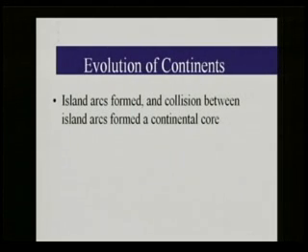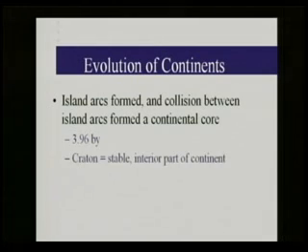So continents evolve through accretion and collision. Island arcs are formed. A collision between island arcs will form a continental core. And in Earth's history, geologists hypothesize that this had been going on at least 3.96, almost 4 billion years ago. The craton is the stable interior part of a continent. This is the core or the nucleus of our continents today.